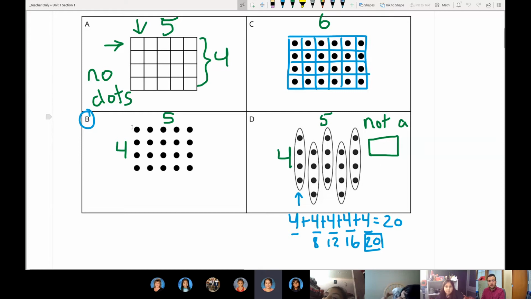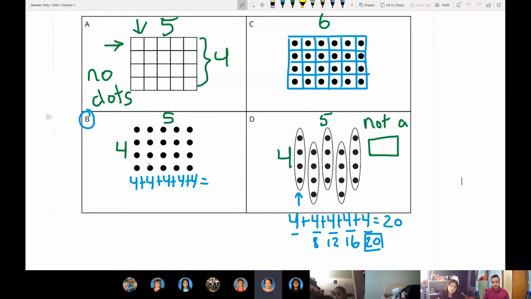So if we look back at B over here, if we have five on the top and four on the side here, we have five columns and four rows. If we have five columns and four rows, we can do the same thing. Four plus four plus four plus four plus four equals, and we just said that equals 20. Yep, 20. Is there a faster way of doing this?